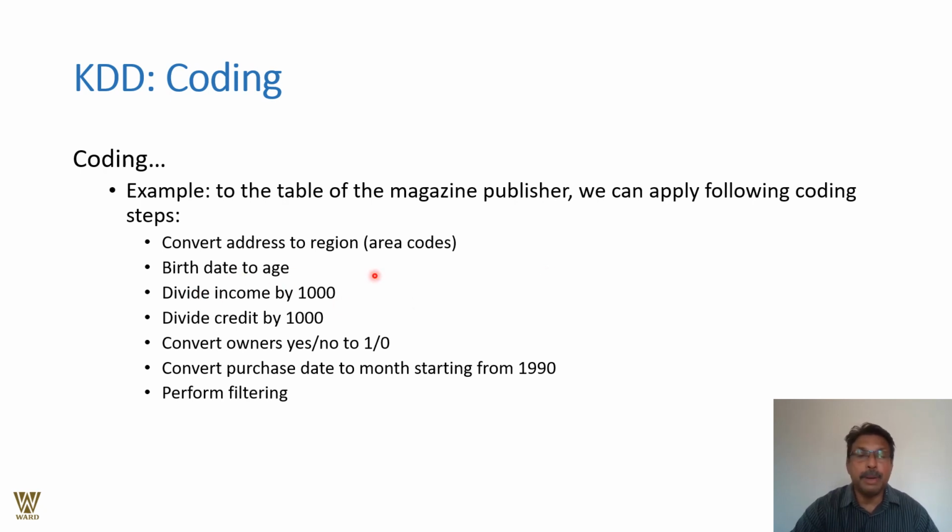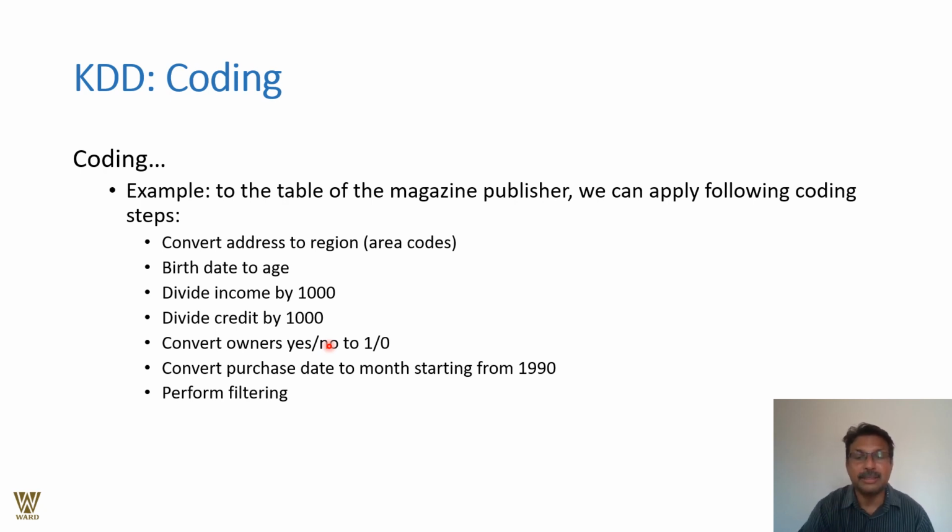We can recode the birth date to age, definitely yes. Whichever is born in whichever decade, probably we can club together as a generation. Divide the income by 1,000, probably again very easy. Divide the credit by 1,000, again probably very easy. And these are the things that we need to understand time and again.